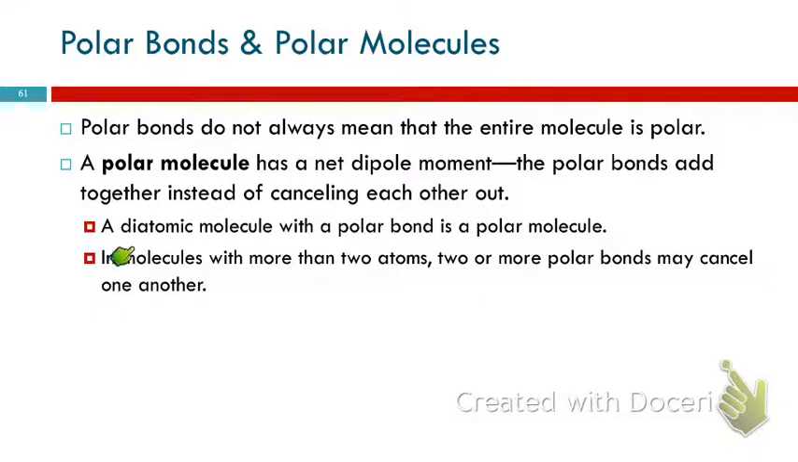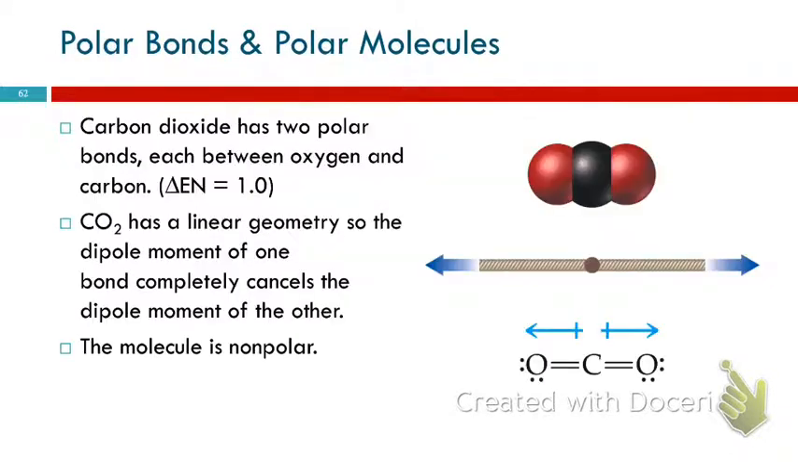If you have a diatomic molecule, diatomic means two atoms. So if there's only two atoms, there's only the one bond. If that's a polar bond, the molecule's polar. But when you have more than two atoms, it becomes a little more complicated. Let's look at carbon dioxide.